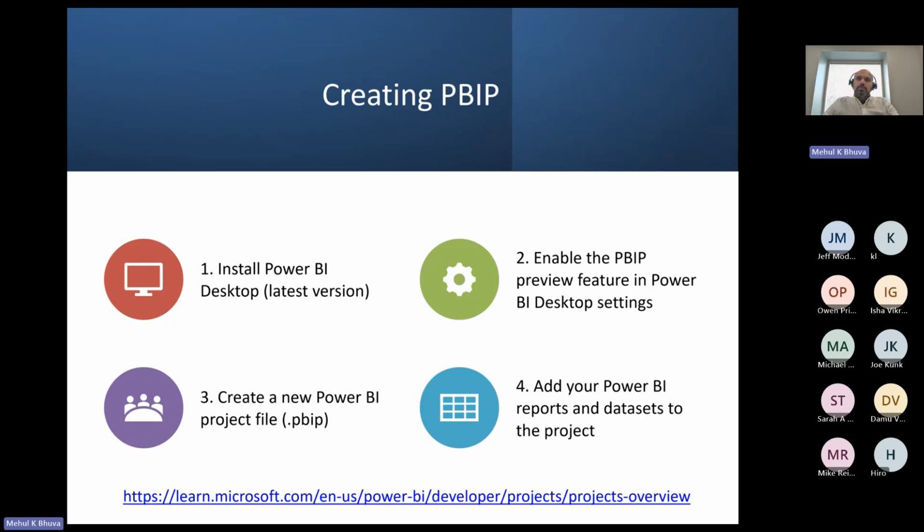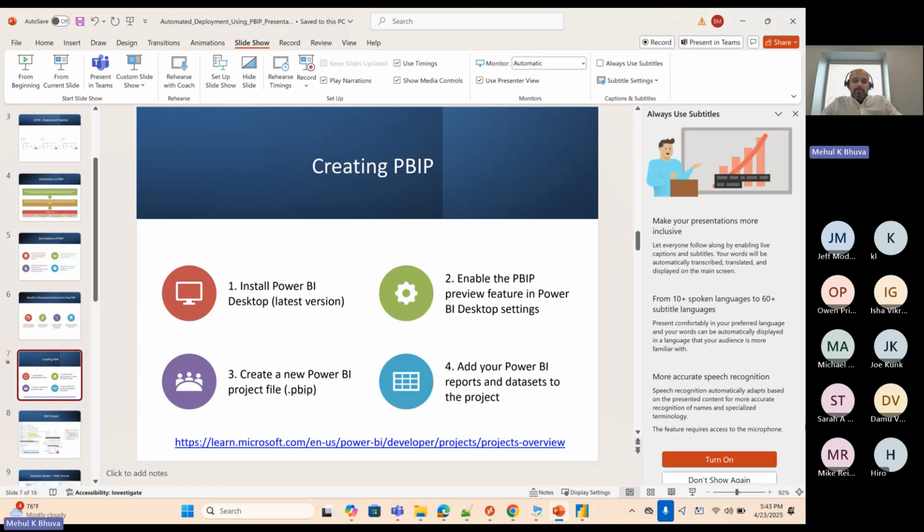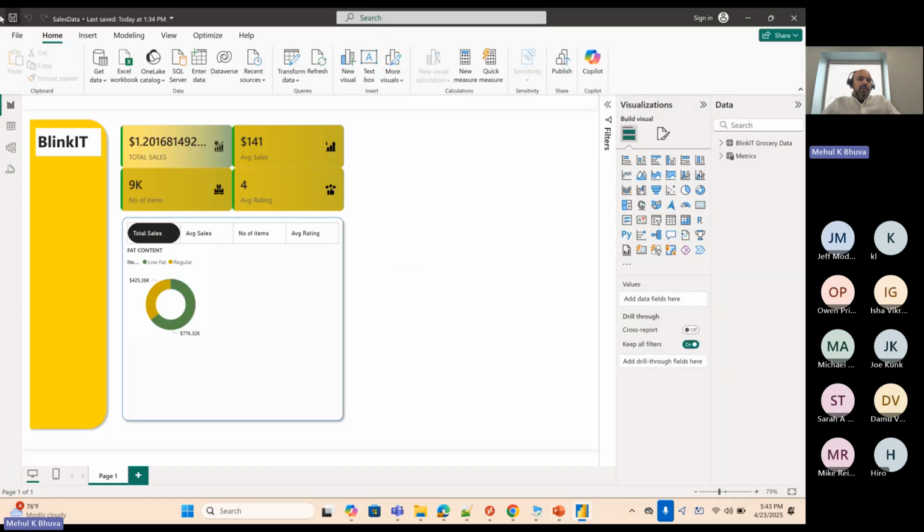Things to do to test or get started with PBIP: install the Power BI Desktop. Of course, that's the first step. Enable the PBIP feature, which I'll show you in a bit. And then you can create a PBIP project file, which shows up as a drop-down value when you try to create that PBIP project. But you have to enable it for now. It is not available by default. You have to enable it through the preview features, and then add your Power BI reports and data sets to the project. So I'll just show this to you right away.